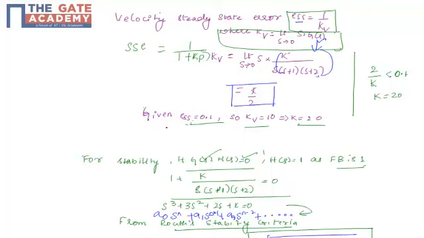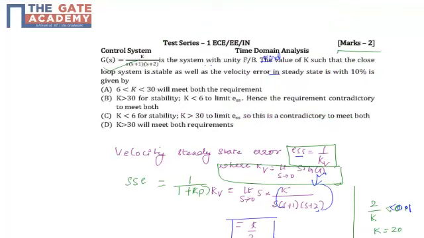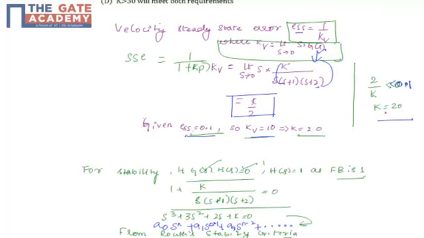In the given question, the steady state error should be less than 10%, that is ess is 0.1. So Kv is 10, and we have obtained Kv as K by 2, which should be greater than 10 because that is the given condition. It should be within 10%. So K value will be 20, and K value should be greater than 20. Sorry, K value should be greater than 20.